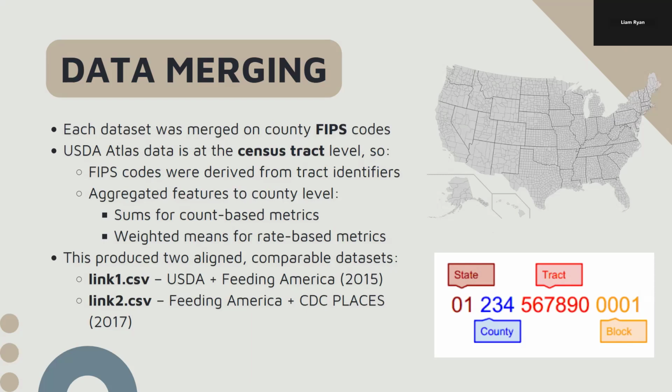Since these sources come at different geographic levels, we needed to standardize them. The USDA Atlas data is available at the census tract level, while the other datasets are reported by county. To align them, we derived FIPS codes from the tract identifiers and aggregated all tract level data up to the county level, using either sums or population-weighted means depending on the variable.